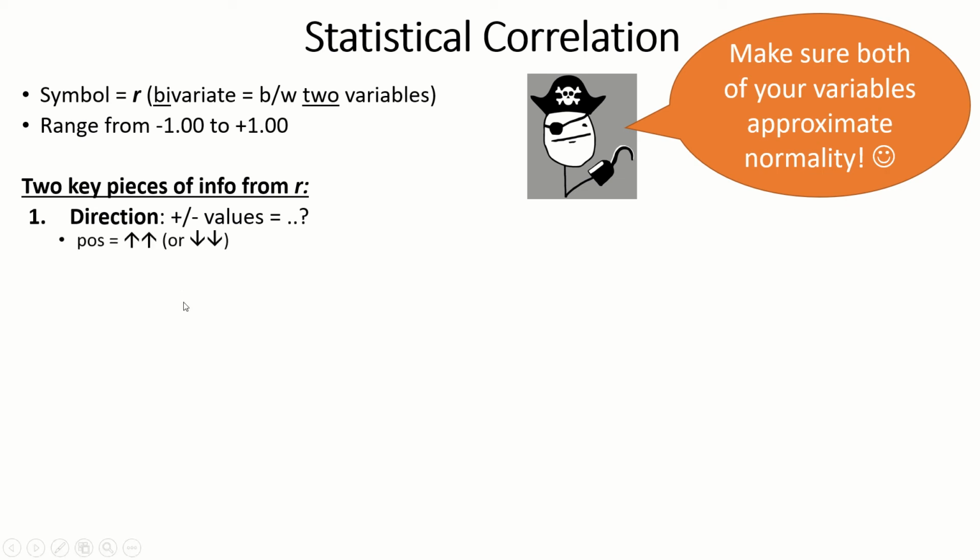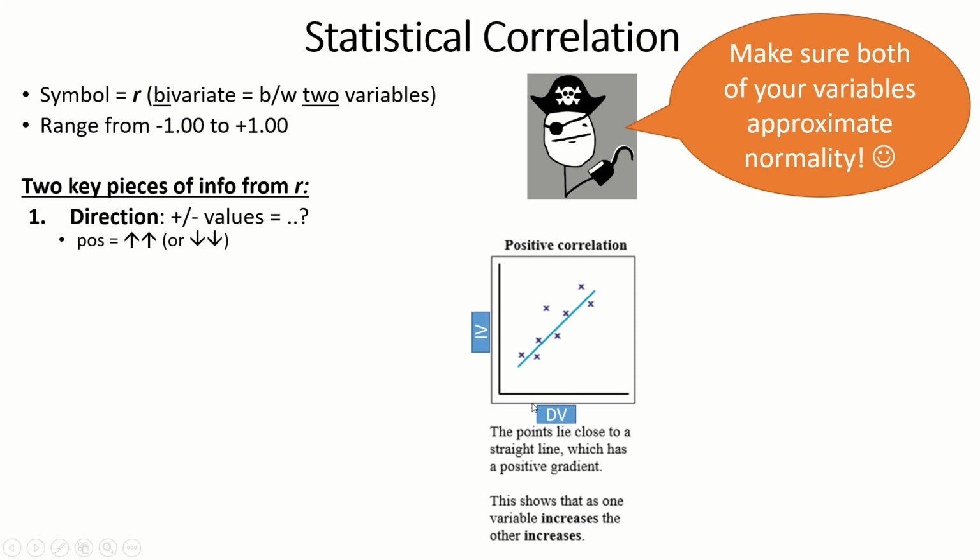So if we get a positive correlation, that means as values go up on one variable, they also tend to go up on the other variable. That's right, Duchess, right? Or semantically, you can say as scores on one variable go down, they also go down on the other variable, right?